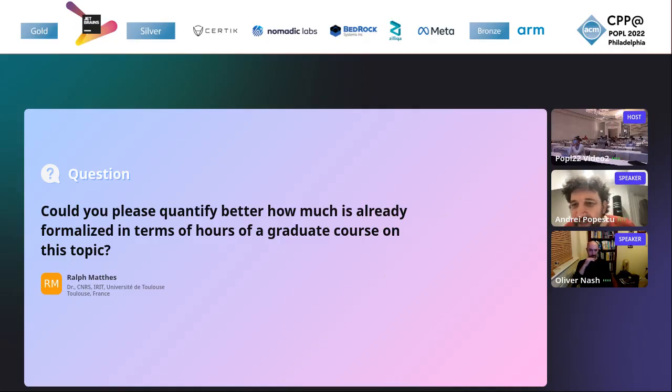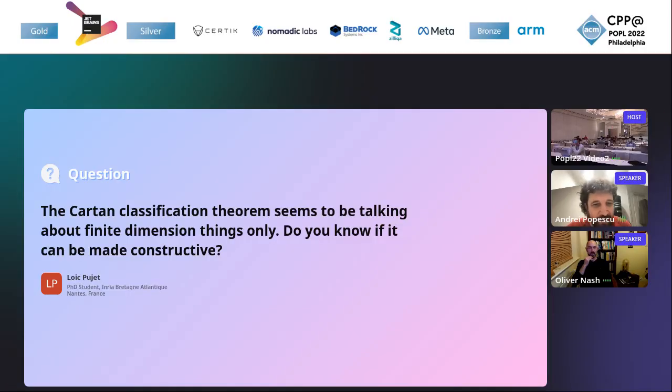Another question from Loic. The Cartan classification theorem seems to be talking about finite dimension things only. Do you know if it can be made constructive? Right. So I have no idea, in the sense that it's such a tower of mathematics underneath it that I couldn't possibly guess, but I doubt it.